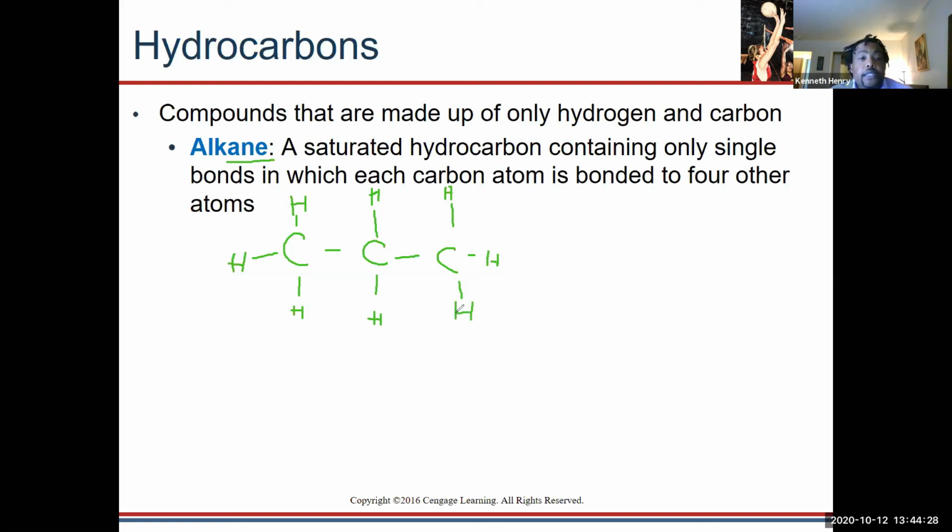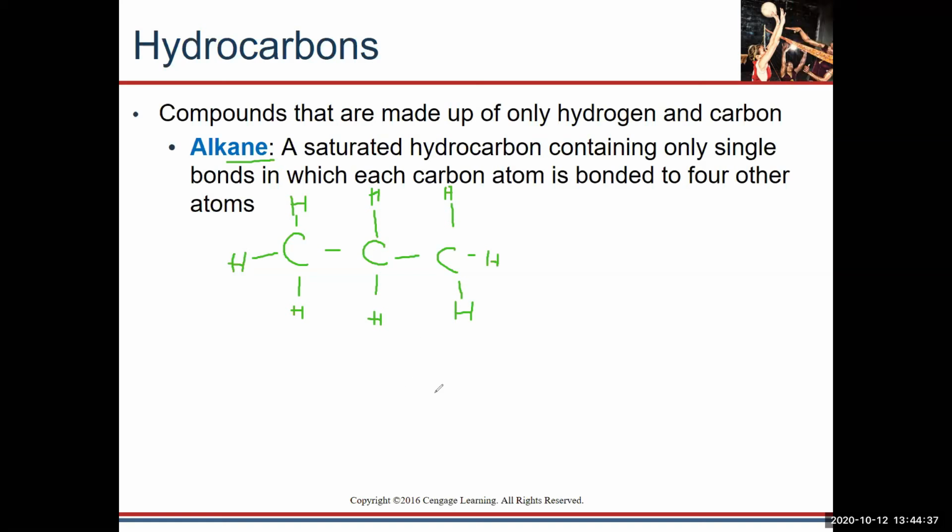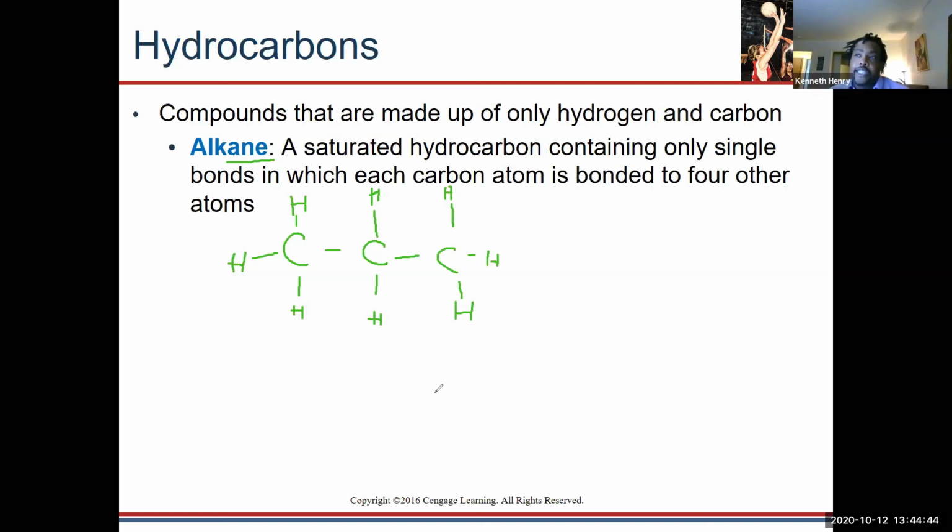Do you see any double bonds? Anyone see any double bonds there at all? No. Any triple bonds? No, right? So this is an example of saturated. When we're talking about saturated fats, we're basically saying that these are long carbon chains that only have single bonds. There are no double bonds. Okay.